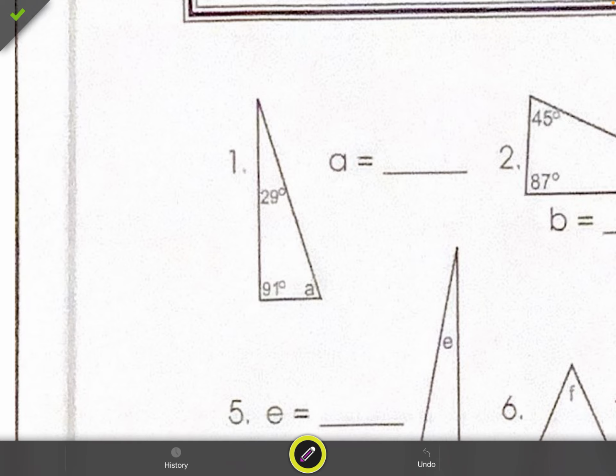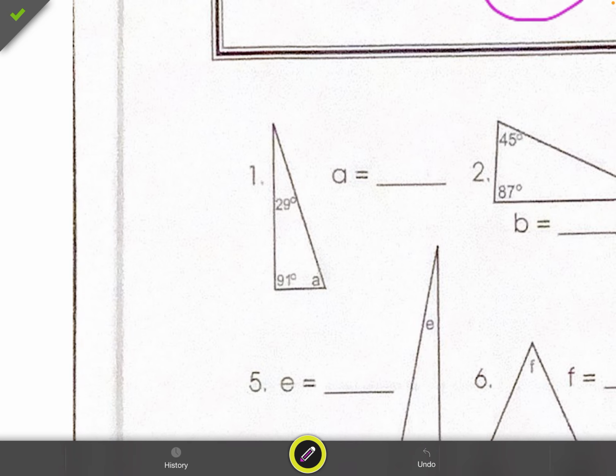Okay, we have 29, 91, and A. So we want to know what that third angle is. So we take the first angle, which we don't know, it's A, add it to the second angle, and you can go to the 29 or the 91, doesn't matter. Add it to the third angle, and they have to add up to 180.